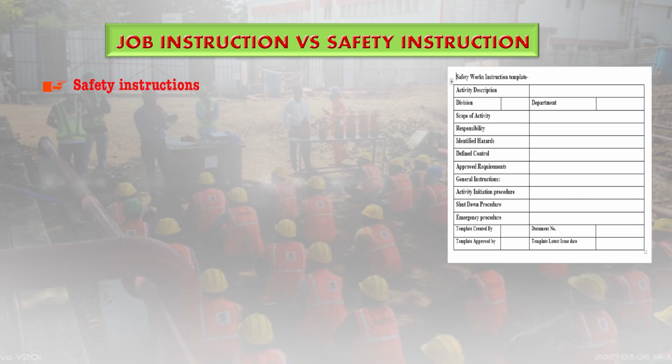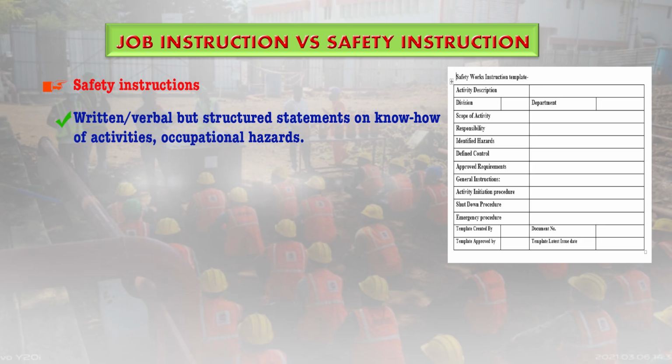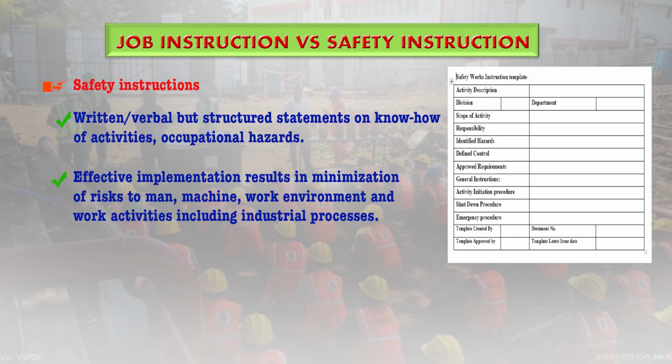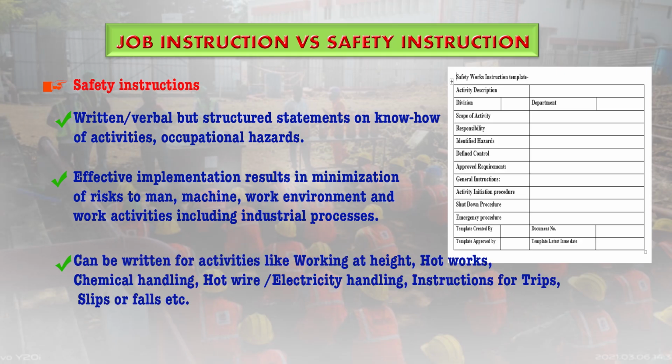Let's have a quick look at the safety instruction as well. It can be verbal or written, but it is a structured statement on know-how of the activities or the occupational hazards within the location or the organization. Effective implementation can certainly minimize the risk. Any safety instruction is given just before the start of the work by any employee, and the responsibilities are fixed within it. It is ensured that the emergency procedures, the SOPs, are all covered within the instruction.